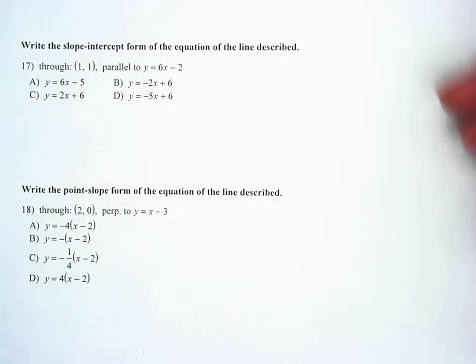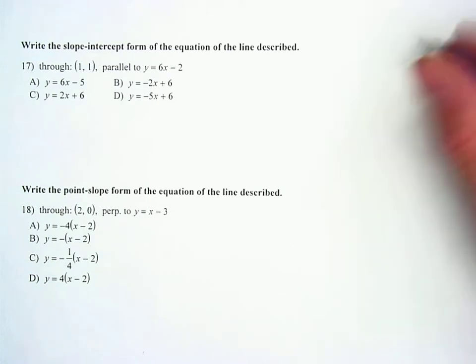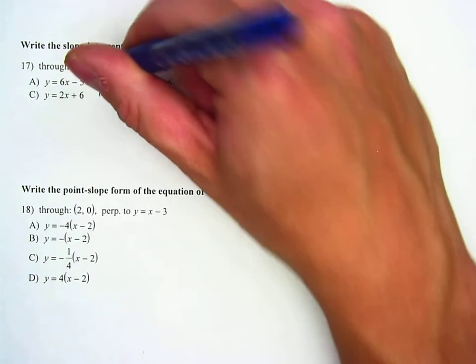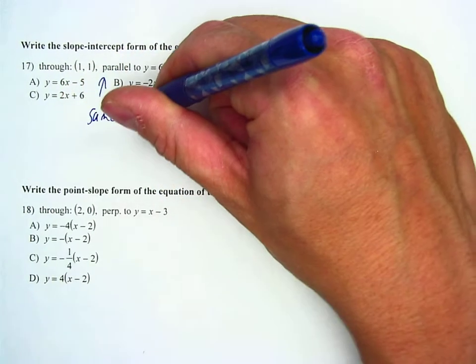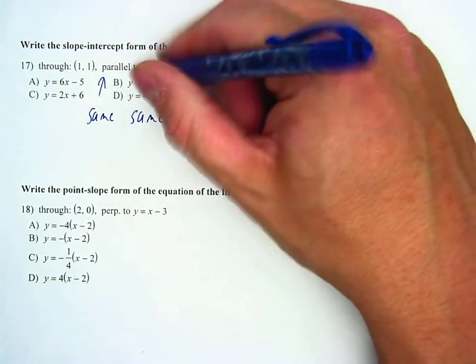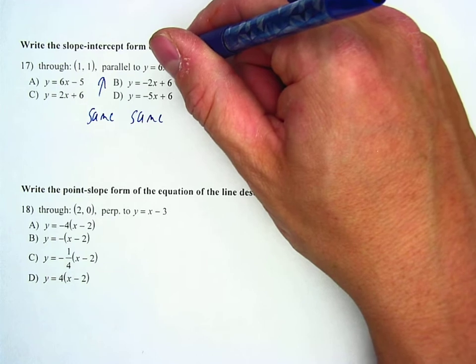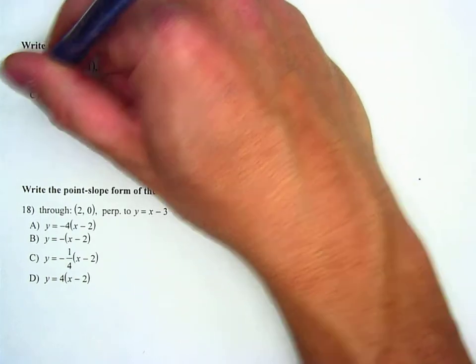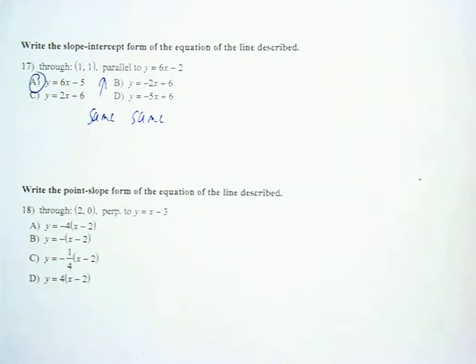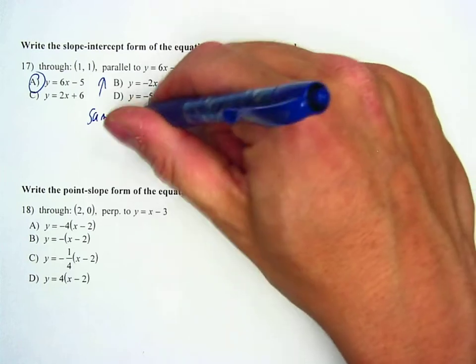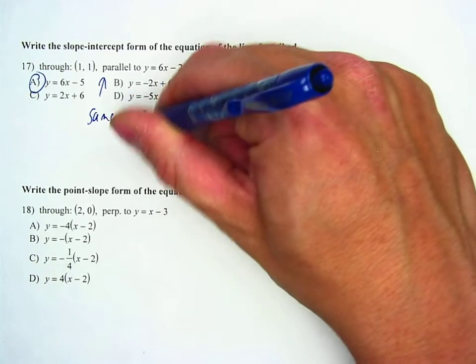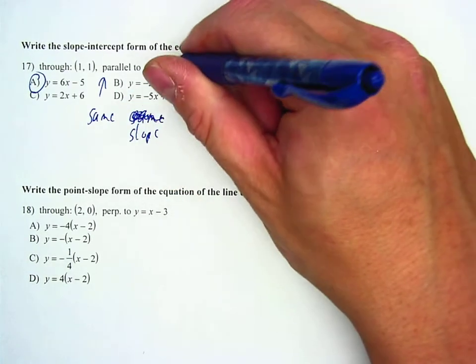All right. Next two. Write the slope-intercept form of the equation of the line described. Parallel. Parallel means same slope. So there's only one of these that has the same slope. I really don't have to go through the whole work here to figure out the answer. A is the only one with the same slope. It's got to have the same slope. So that's got to be A.